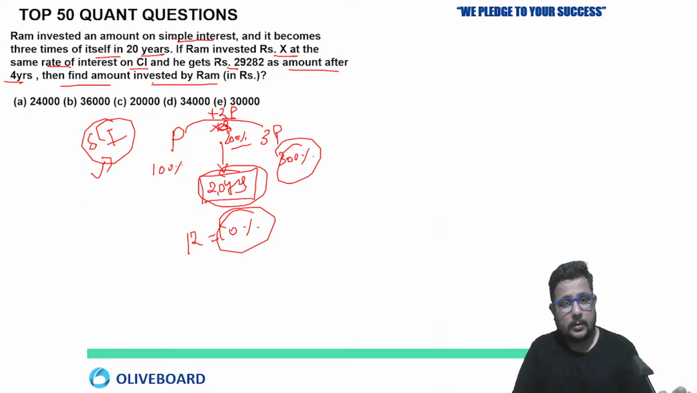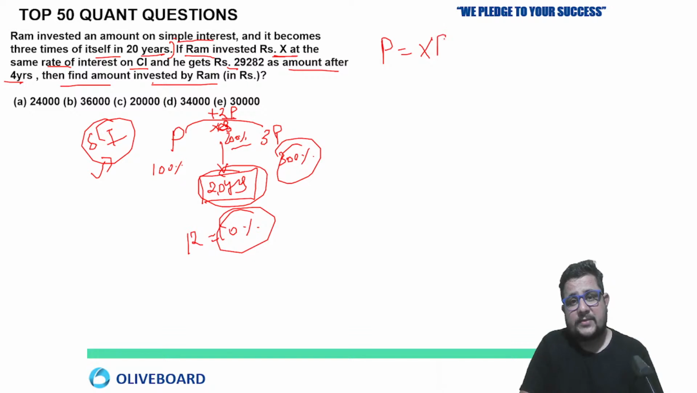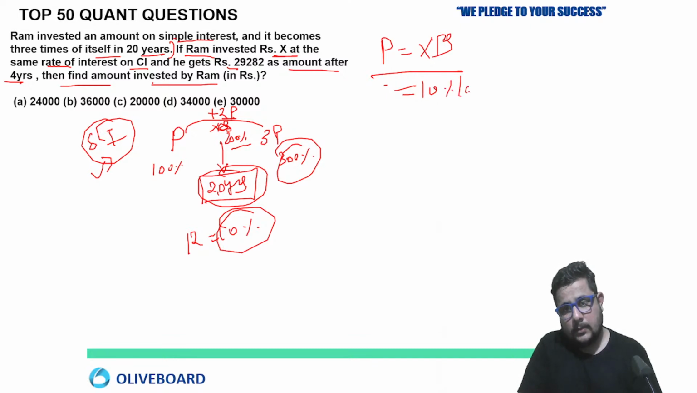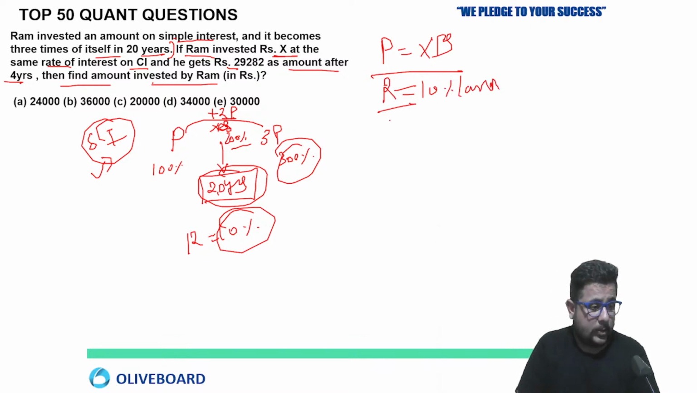Clear? So what we have to do is, by this line we got the rate of interest. Ram invested rupees X. We don't know what this is. At same rate of interest means 10% per annum. But rate of interest is what? On compound interest. Just remember this. On compound interest.